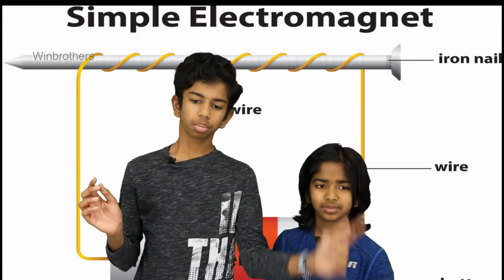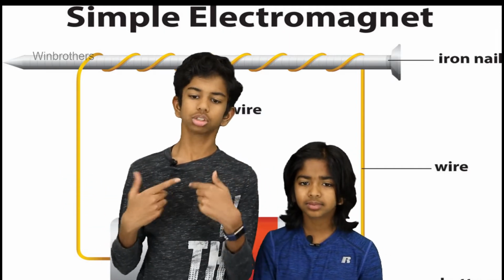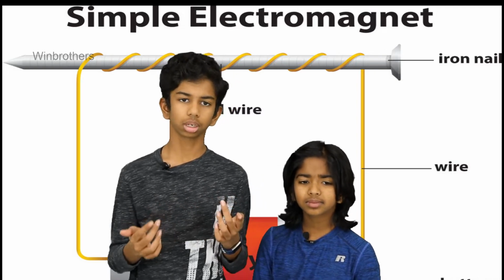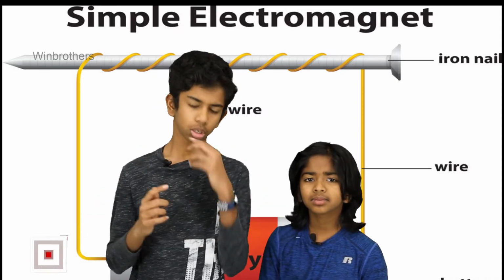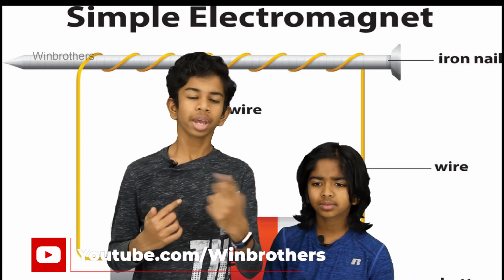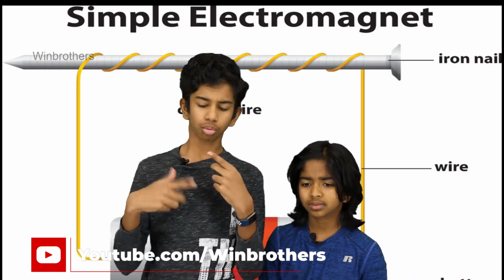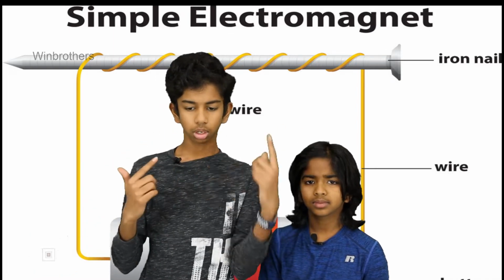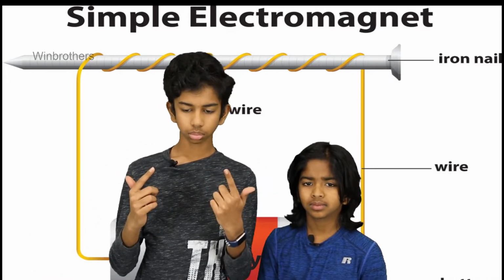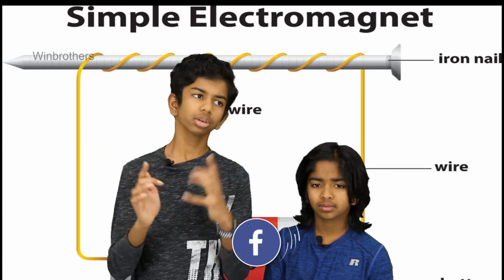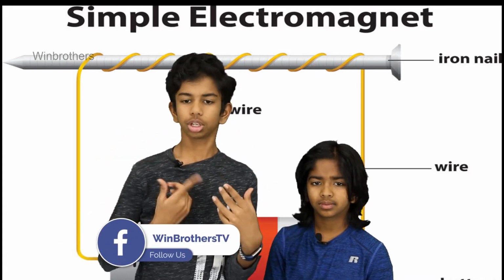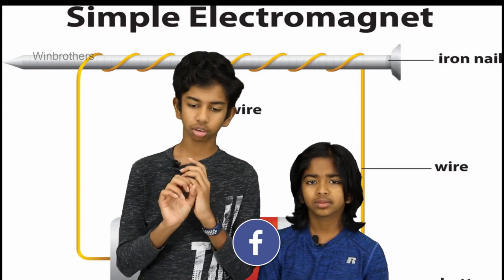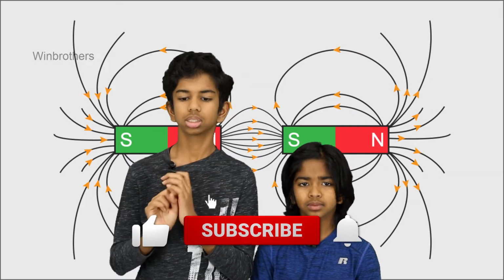So electricity can in itself turn into a magnet, which is called an electromagnet. When you use an electric current, say you have a nail and you put a lot of wire around the nail, and then you connect that wire to a battery, the wire with the nail would have a magnetic force. With that magnetic force, it can attract magnets.